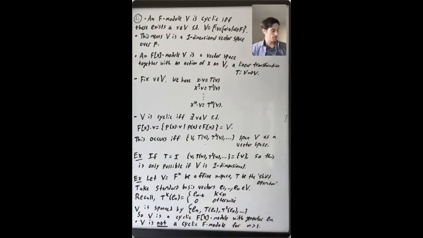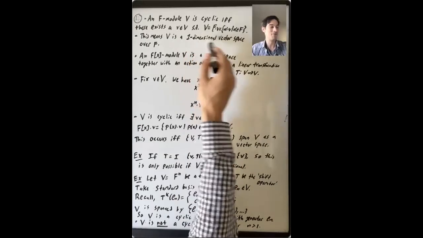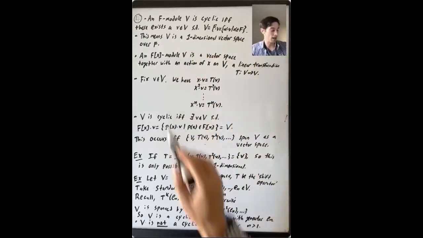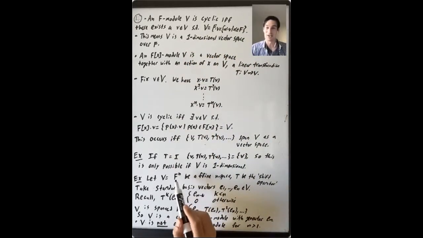So let me just note, V is not a cyclic F module. It's a cyclic F bracket x module with generator en, but it's not a cyclic F module when n is bigger than 1. Why not? Well, the last thing we need is that this affine n space is a vector space of dimension more than 1. In fact, it is a vector space of dimension n, and we'll talk about that all more later.